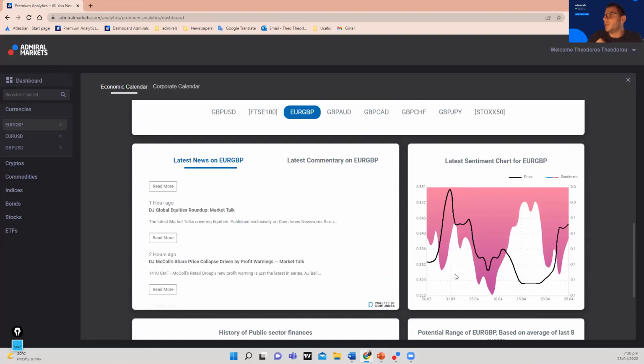Okay, and here it's the latest sentiment on this particular chart, Euro GBP. We can see that it's kind of bearish here, and now it's turning a little bit higher and going to bullishness, and that's why we call it the sentiment, because it shows us right now where we are at.